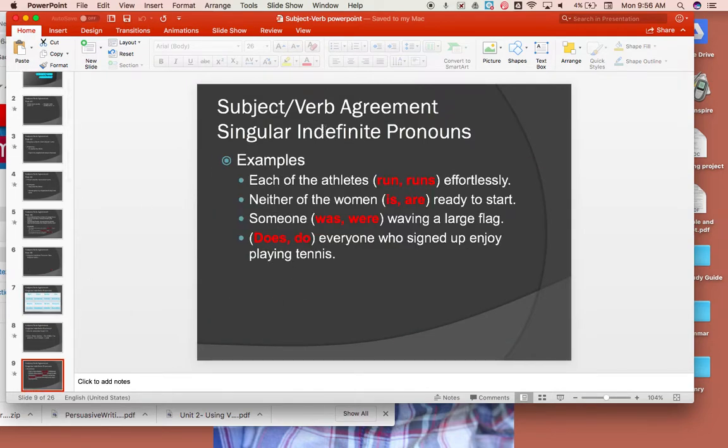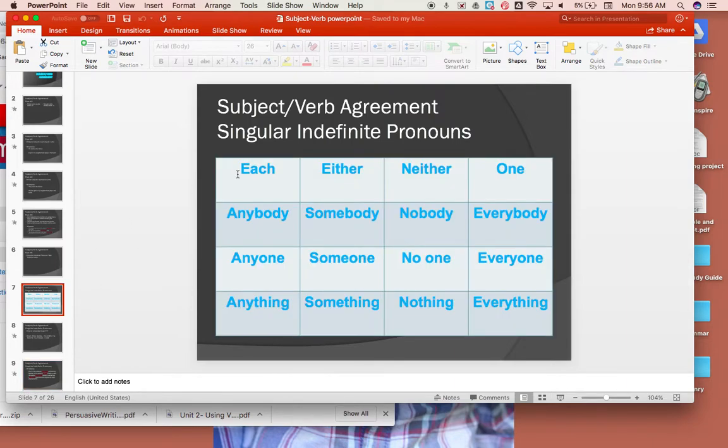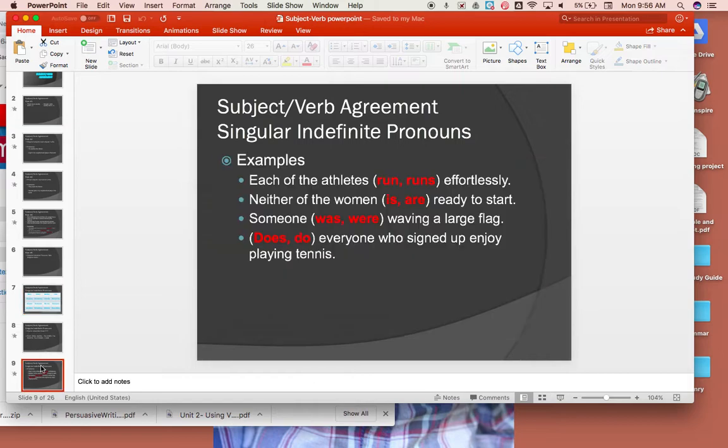Okay, these are some examples that we went over. If we did not get to this in your class period, you need to type these. So each of the athletes, I'm going to look at my chart because I know that of the athletes is a prepositional phrase. So my subject is each. Well, there's each. It's singular. That means it's a singular subject, so I'm going to choose runs because it ends with an S.